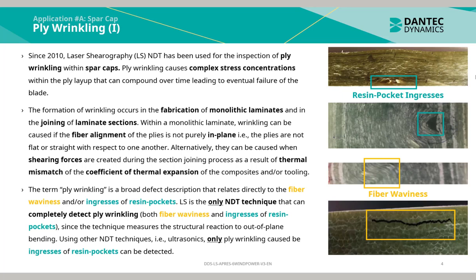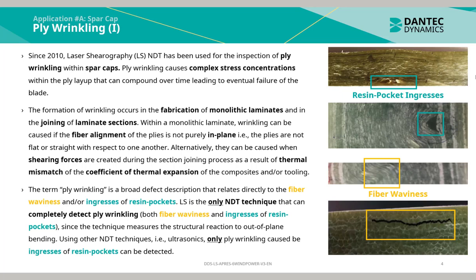The formation of wrinkling occurs in the fabrication of monolithic laminates and in the joining of laminate sections. Within a monolithic laminate, wrinkling can be caused if the fiber alignment of the plies is not purely in plane, i.e., the plies are not flat or straight with respect to one another. Alternatively, they can be caused when shearing forces are created during the section joining process as a result of thermal mismatch of the coefficient of thermal expansion of the composites and/or tooling.